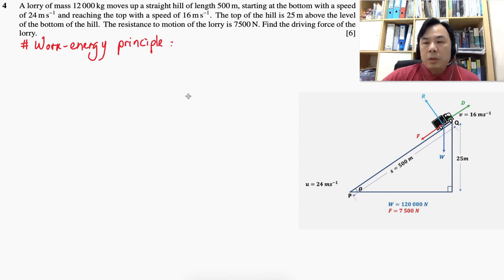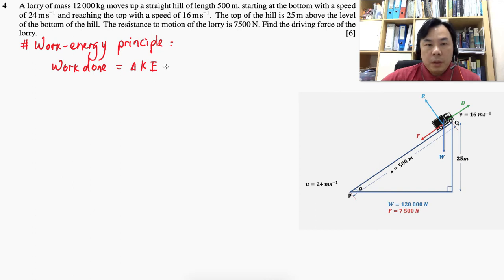Okay, so the work energy principle states that the amount of work done is equal to the change in kinetic energy. So that's what it meant here. Now, we are able to evaluate the change in kinetic energy, which is given by these two parameters.